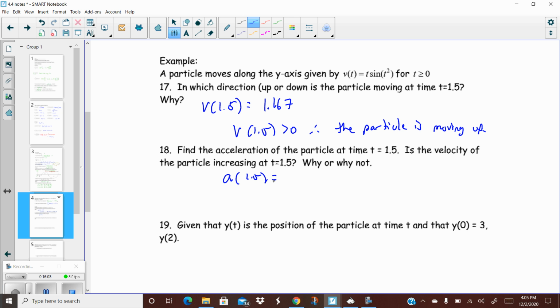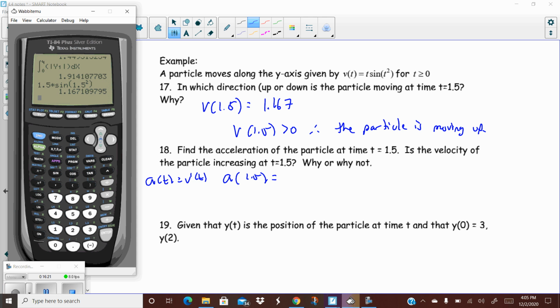Now, you can say over here, if you just want to be safe, a of t equals v prime of t, just to be safe. That's probably a good thing to write, to be honest with you. But the acceleration is the derivative, but we want it evaluated at 1.5. Guess what? We can use our calculator to do that if it's a calculator problem. Remember how I said that there was that nDeriv thing? That is math 8. So if I push math 8, it's going to let me take a derivative.